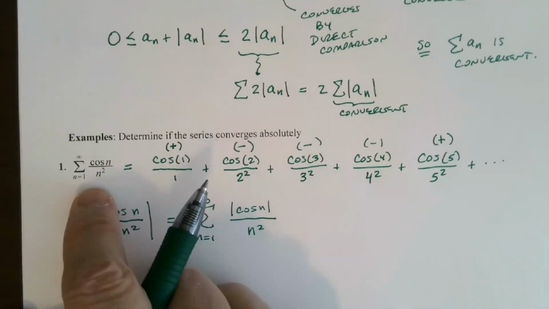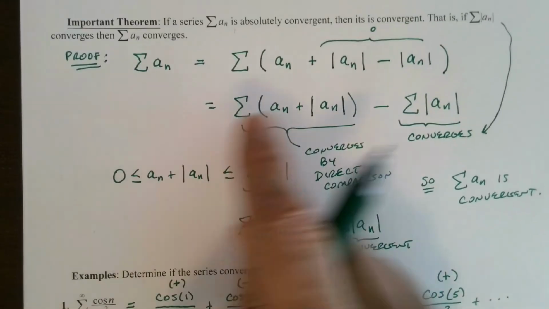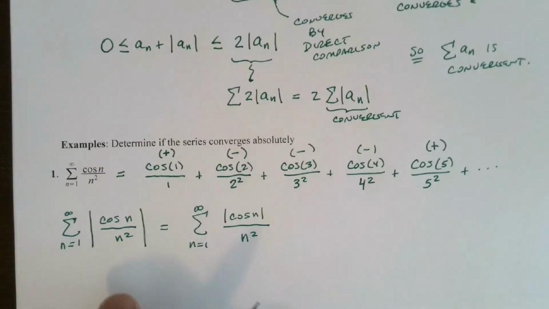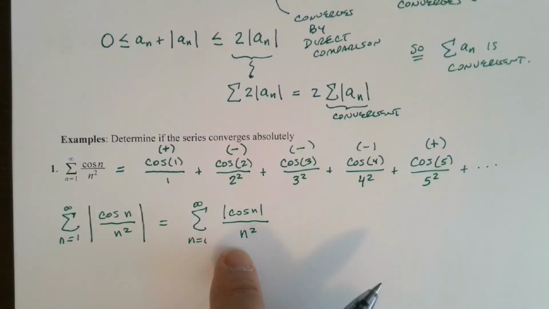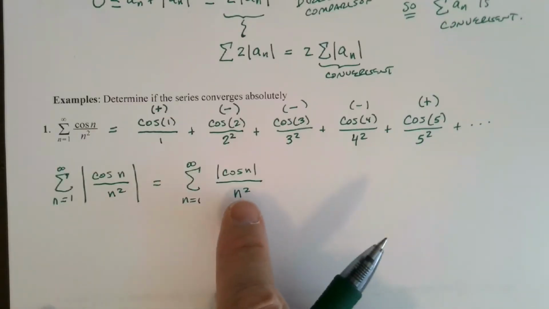Okay, so this series, if I can show that this series is convergent, then that means the original series is what we call absolutely convergent. And by that theorem we just proved, if a series is absolutely convergent, then it is convergent. So simply by showing this series here is convergent, we'll show that the original series is convergent. Okay, well, how can I show that this one converges? Well, it's going to be by direct comparison.